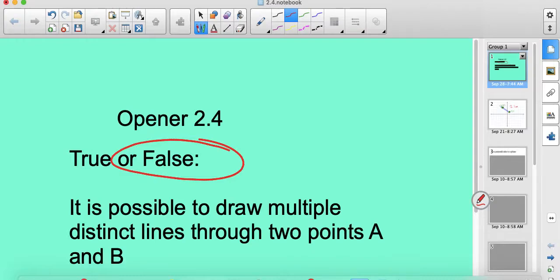It is not possible to draw multiple distinct lines through those 2 points because your points have no dimensions. They don't have a width or a length to them, so I can't make them bigger. And one of the things we're going to get into today is going through these basic ideas and our building blocks for our beginning postulates of geometry. And that's really what we're going to look at today.